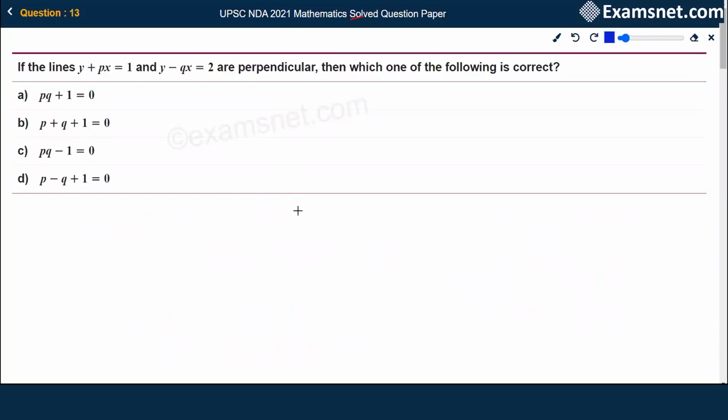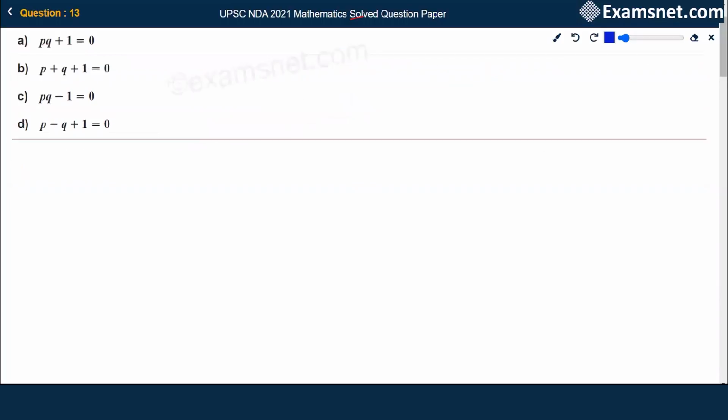In question number 13, it is given that if the lines y plus px equals to 1 and y minus qx equals to 2 are perpendicular, then which one of the following is correct? Okay, so first we will discuss a few important points regarding a straight line. We know that there are various types of representation of the equation of a straight line. So first we will pick up the slope intercept form for our discussion.